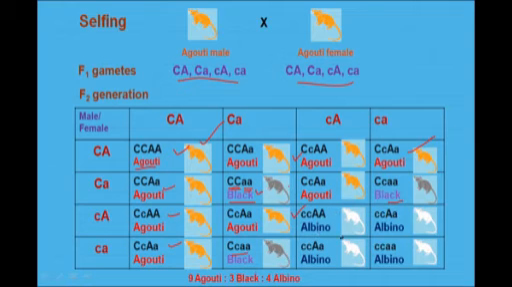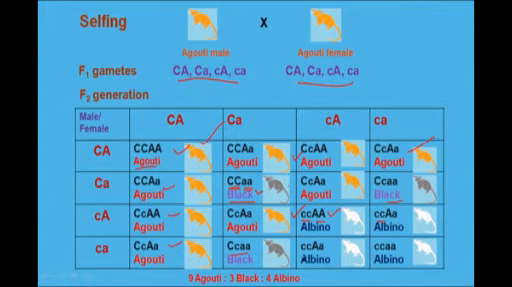In the third case, when both small c are present and only one capital A is present, you can see here also both small c, and here also both small c. So it will give rise to the albino colored mouse.